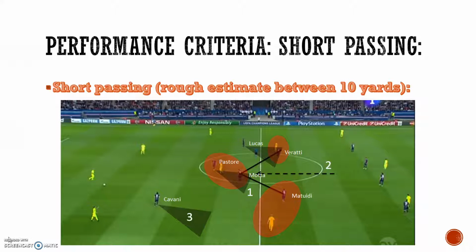So the first performance criterion that I'm going to be looking at is short passing. The short passing that I'm going to be looking at is a rough estimate of 10 yards between each player, and the ball has to be passed on the floor. Short passing is very important in football to keep possession of the ball and to work a team's way up the pitch quickly and potentially towards the opposition's goal to create chances.